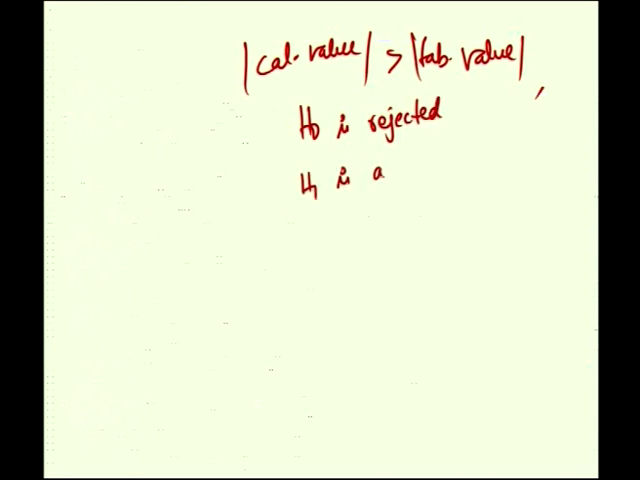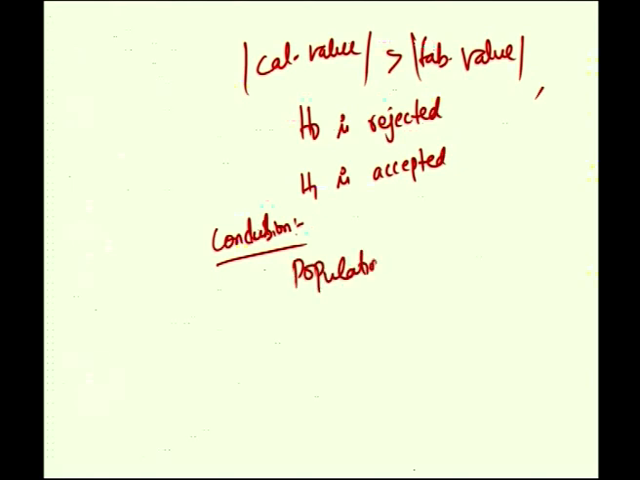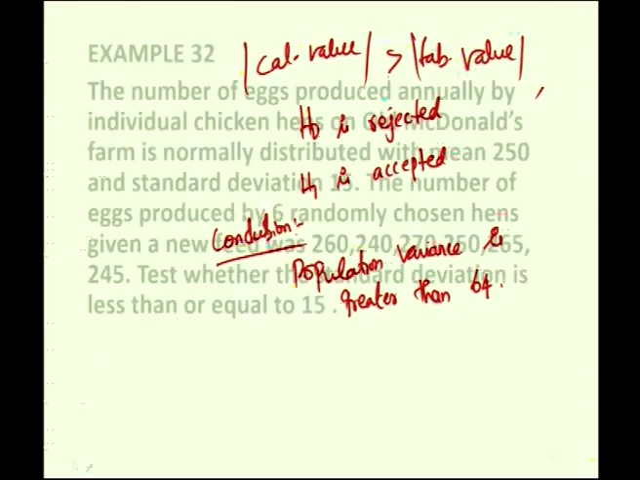H naught is rejected in the sense that H1 is accepted. What is the conclusion? We have set up in H1 that population variance is greater than 64. So, population variance is greater than 64. That is the ultimate conclusion for this problem.